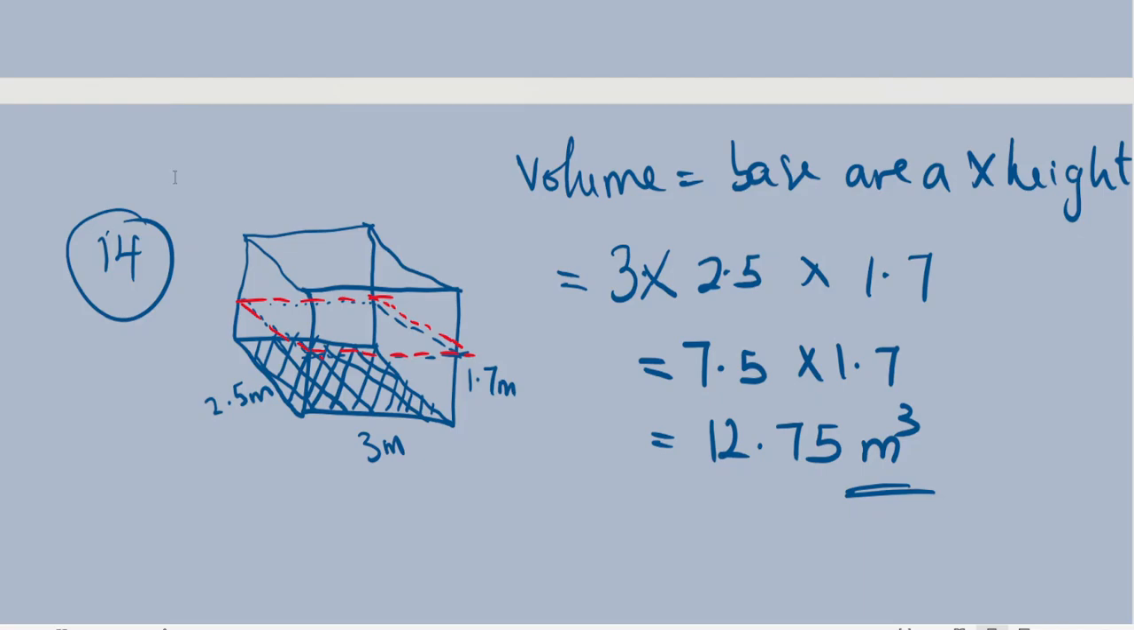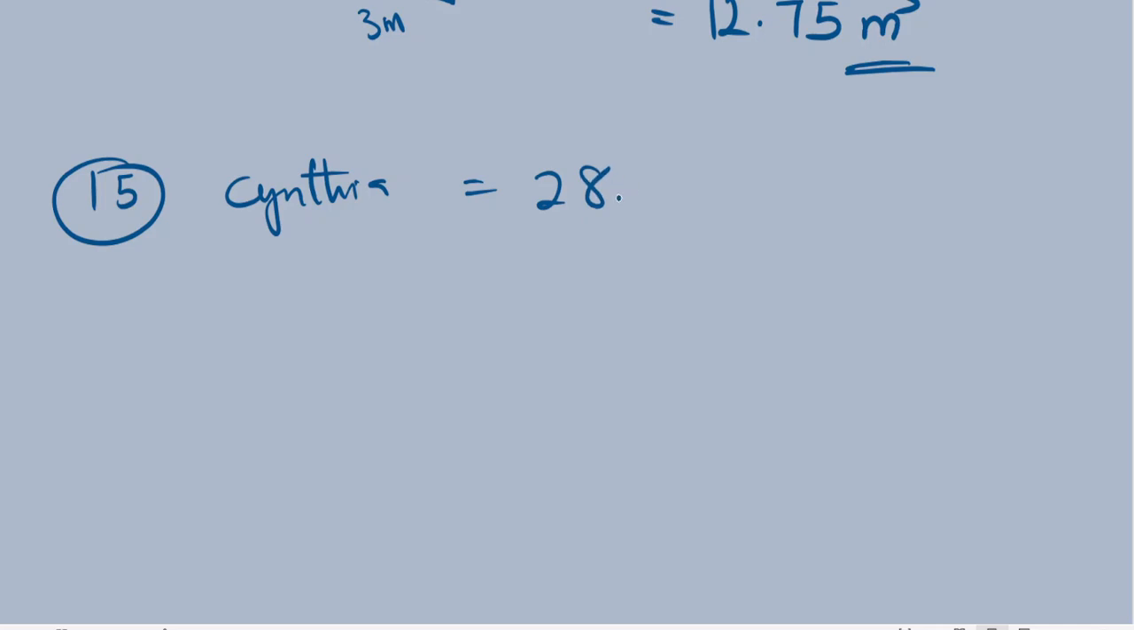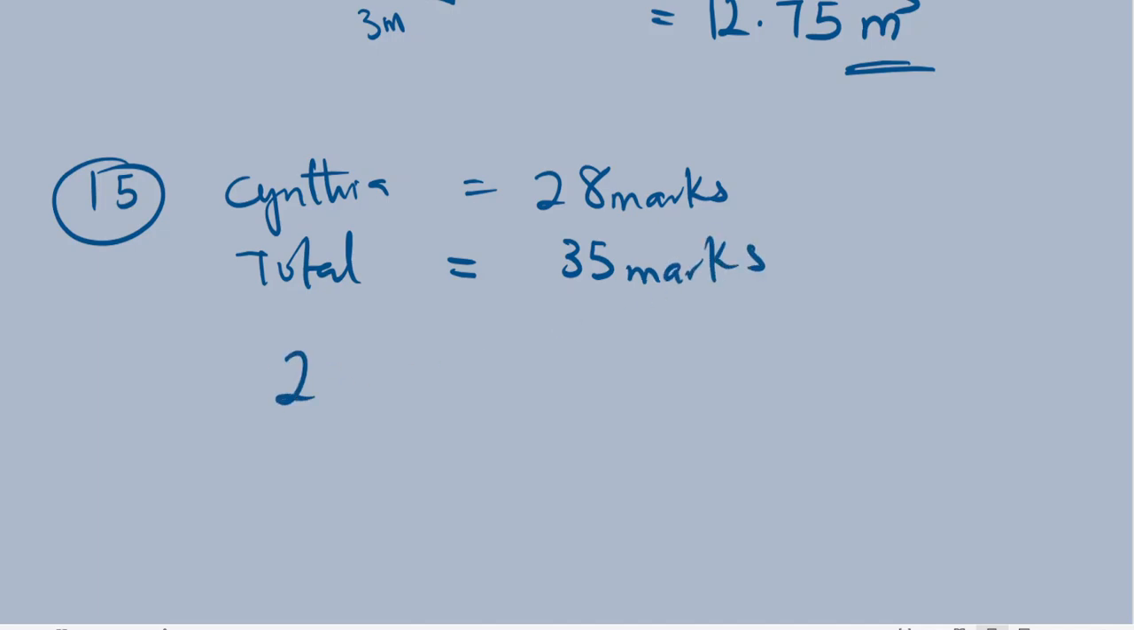Then question 15 says that in a test, Cynthia scored 28 marks out of what? If the total possible mark is 35, what percentage of the score did Cynthia get? So Cynthia got 28 and the total mark is 35. Meaning that Cynthia had 28 out of 35.